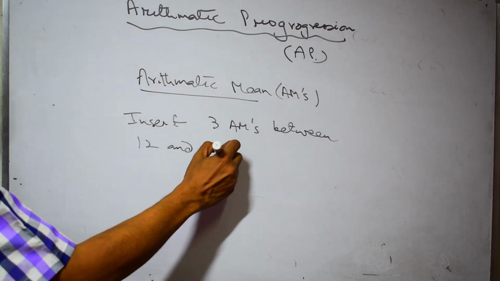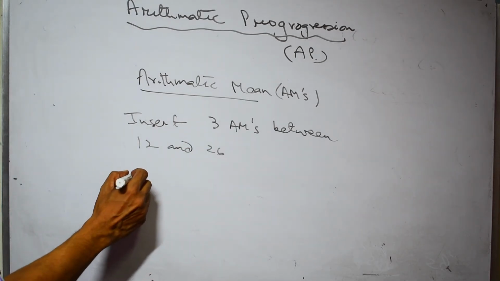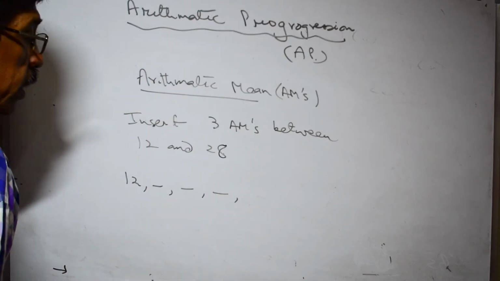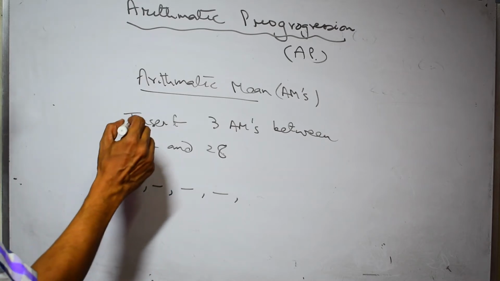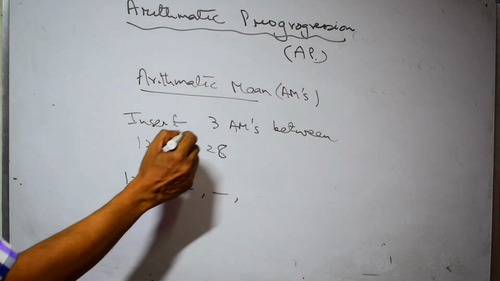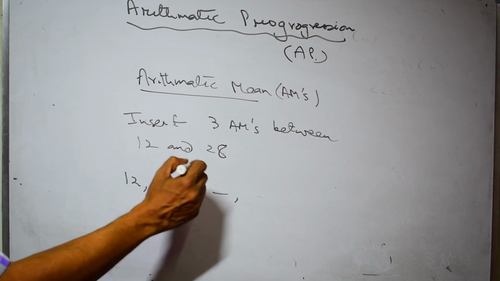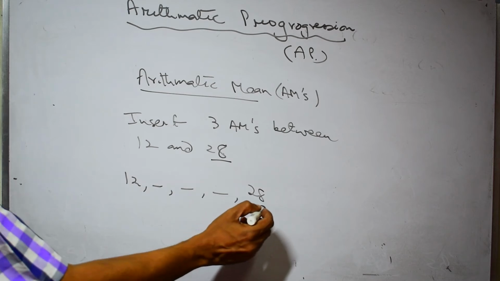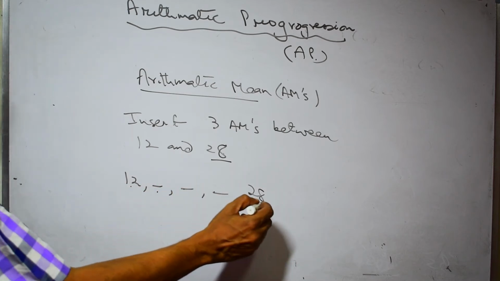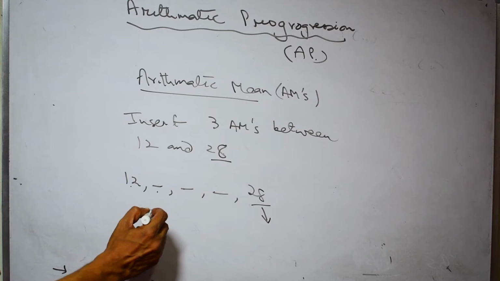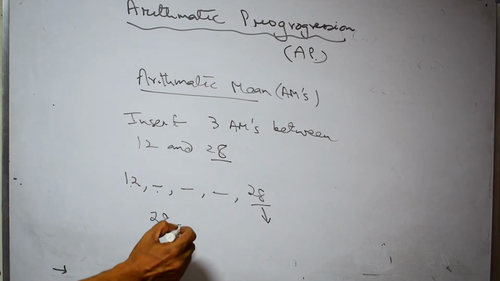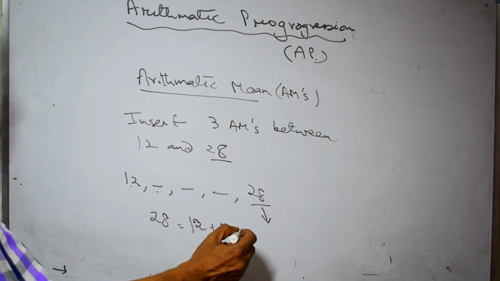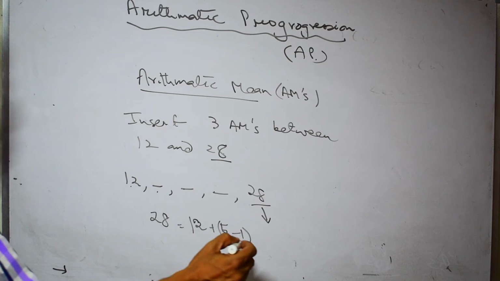28. So here, after 12 there will be 3 missing numbers, and this is 28. So the question is: insert 3 arithmetic means between 12 and 28. So it will be 12, then 3 missing numbers, and then 28. So the last term is 28, and this last term is the first, second, third, fourth, fifth term. So the fifth term, 28, will be the first term, that is 12, plus (n minus 1) D, where n is 5, and I don't know D.